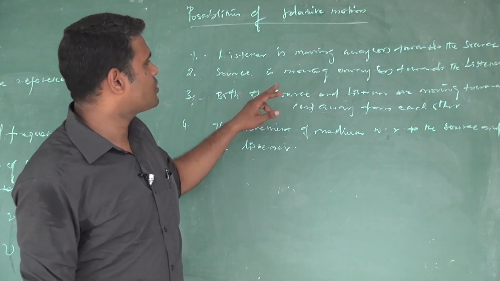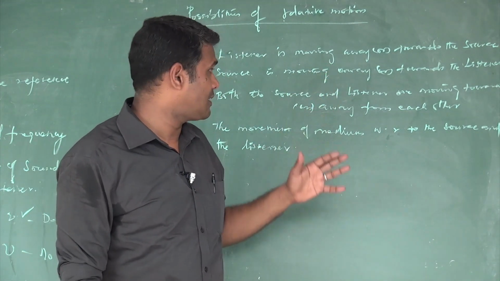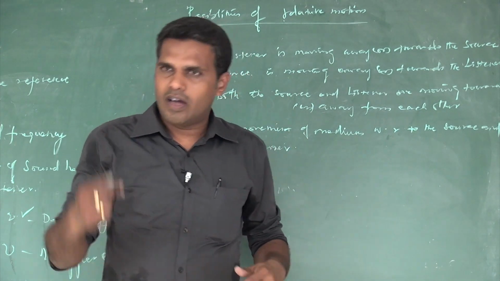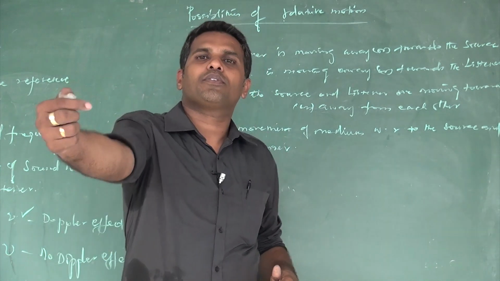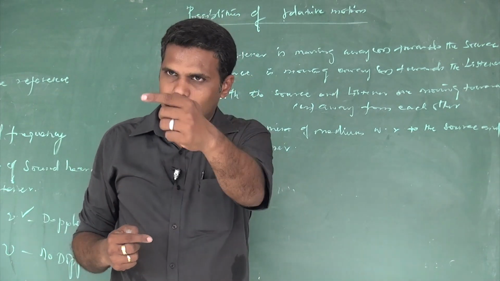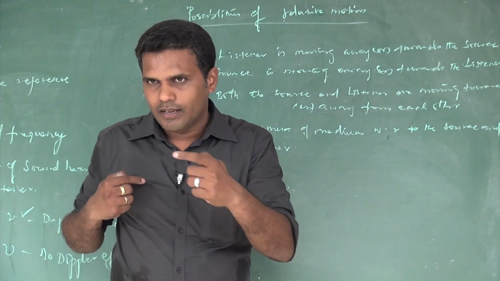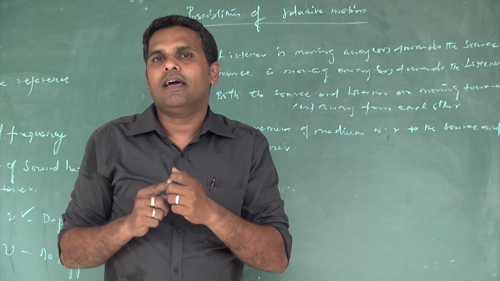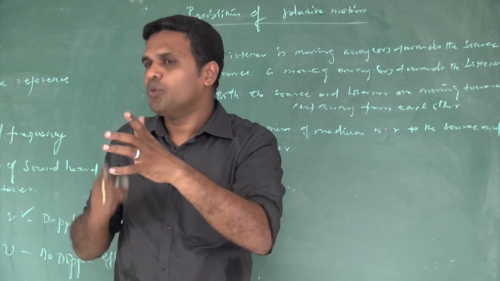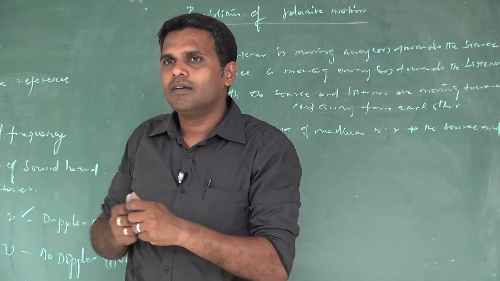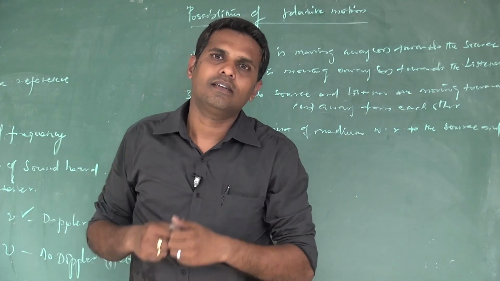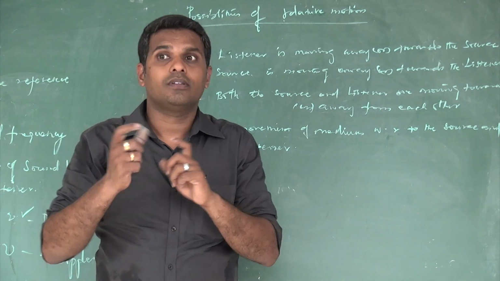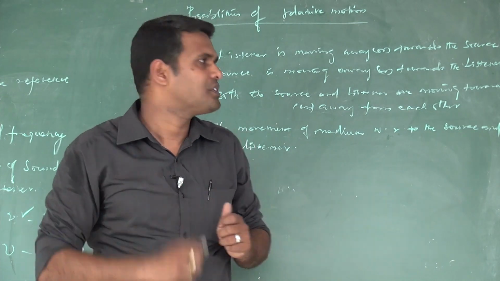And third one, both the source and the listener are moving either towards or away from each other. A car is approaching towards you and you are also moving towards the car. In this case, the car is the source, you are the listener, and you are approaching each other. And if the car is moving away from you and you are also moving away from the car, traveling in opposite directions, then you are receding away from each other.